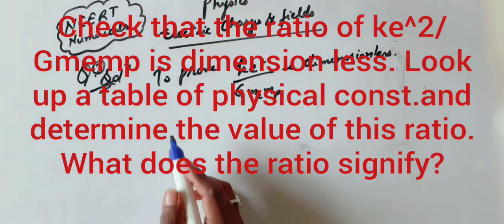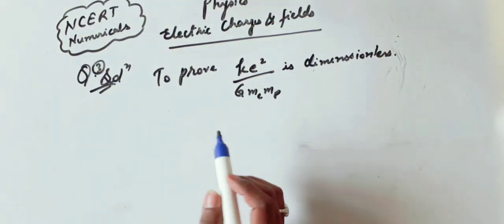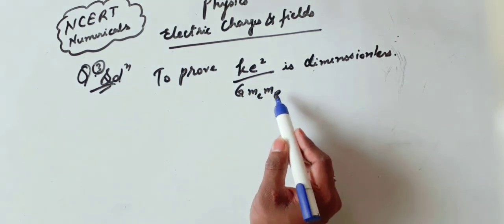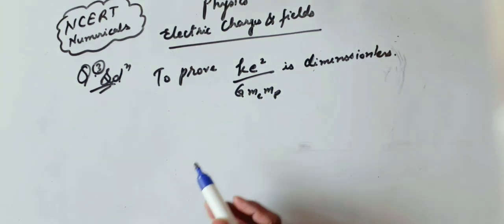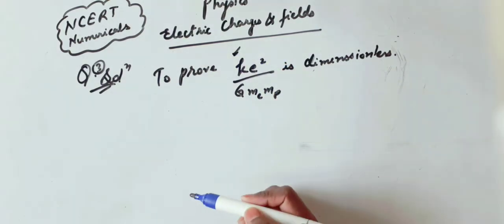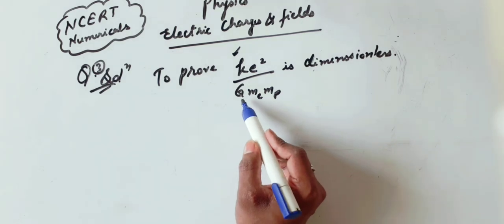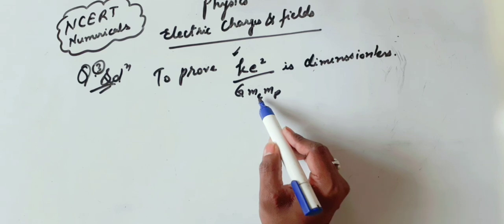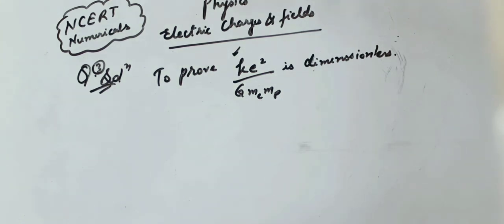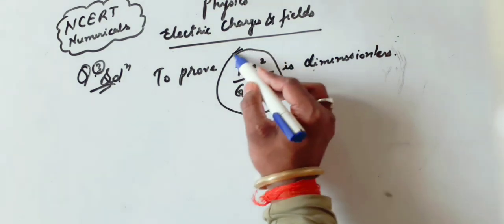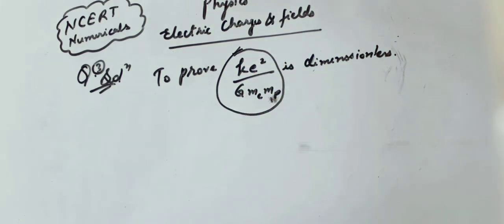In this question, we will prove that the value of K e square upon G me into mp is dimensionless, where K is the electrostatic constant, e is the charge of the electron, G is the universal gravitational constant, and me is the mass of the electron and mp is the mass of the proton. In this, we will prove K e square upon G me into mp is a dimensionless quantity.